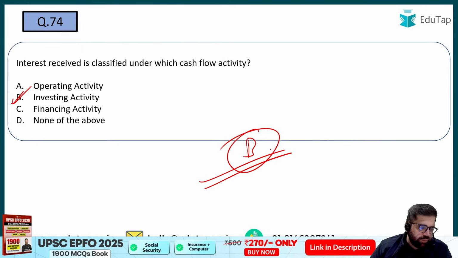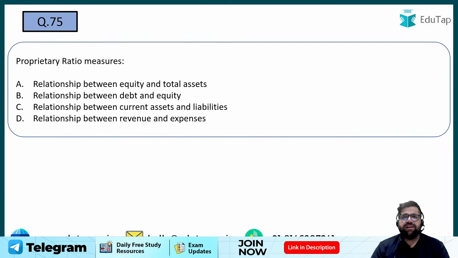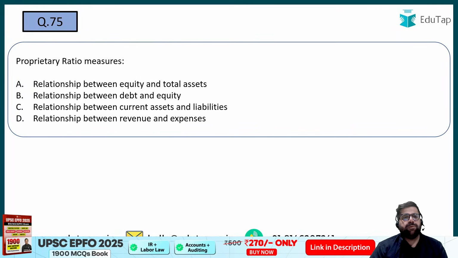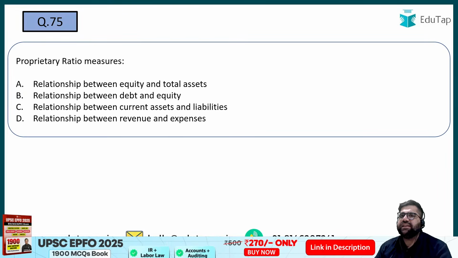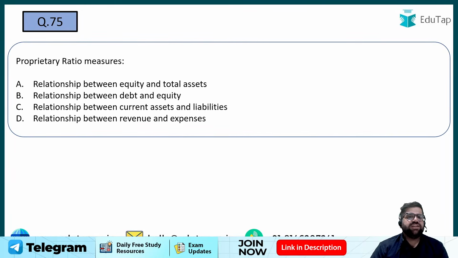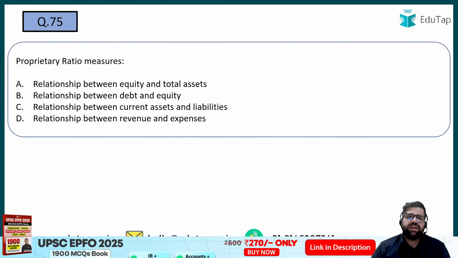I hope all of you are giving the right answers. Okay, question number 75. We have completed 75 questions till now. Good energy. Try to maintain this energy. 75. Proprietary ratio measures what? Proprietary is basically a word we use for owners. So a proprietary ratio measures the relationship between equity and total assets, the relationship between debt and equity, the relationship between current assets and liabilities, or the relationship between revenue and expenses.